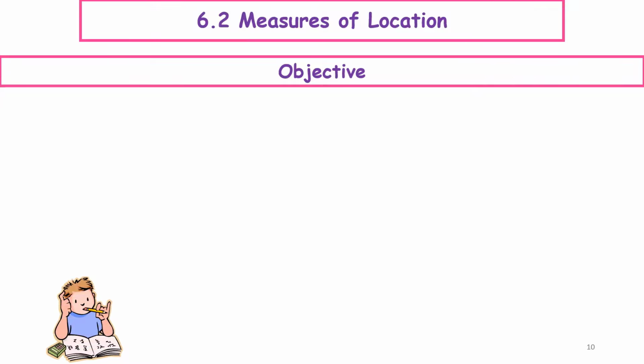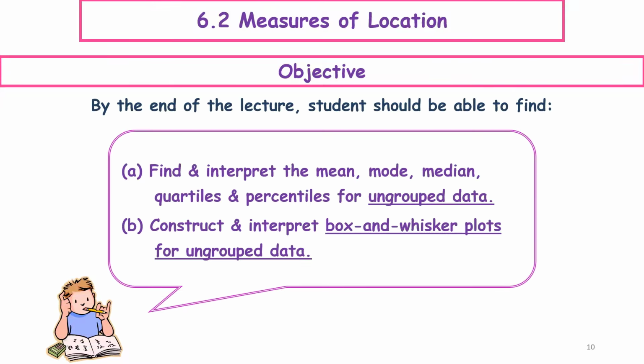I hope all of you are able to find and interpret the mean, mode, median, quartiles and percentiles for ungrouped data, and construct and interpret box and whisker plots for ungrouped data.